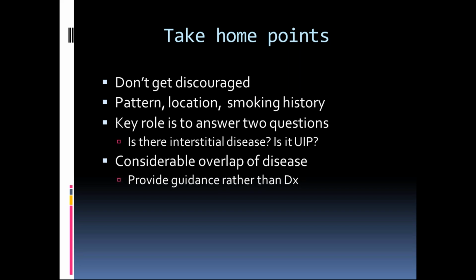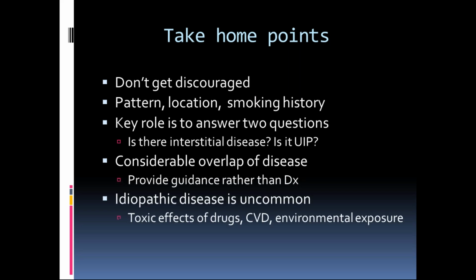Remember that there's a considerable amount of overlap. Just like I was talking about, collagen vascular disease is a common cause of some of the UIP and the NSIP, and just looking at the pathology isn't going to help you, okay? You have to take a look at the pattern and the distribution as well as the history to come up with your diagnosis or your impression, okay? Idiopathic disease is uncommon, so fall back on the different things that I have listed here, such as drug toxicity and environmental exposures, especially when you're talking about acute hypersensitivity pneumonitis.